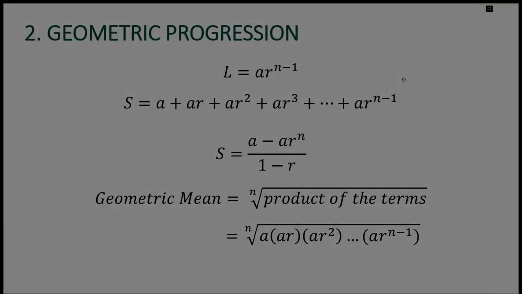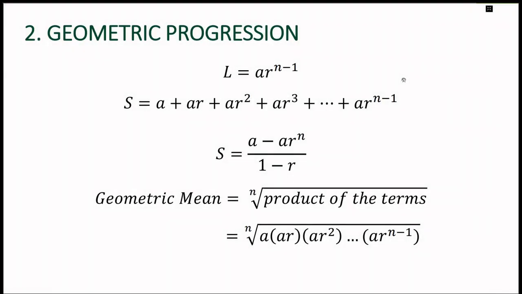So the second type of progression is what we call the geometric. In the arithmetic progression, what we did is we added. There's a certain common difference that we add to the previous number to get the next number. This time, geometric progression will be multiplying. So we have a common ratio this time.